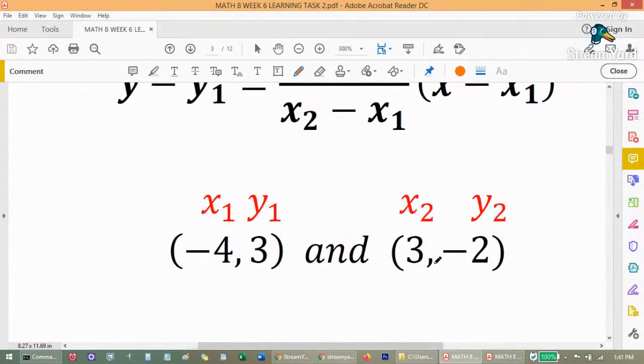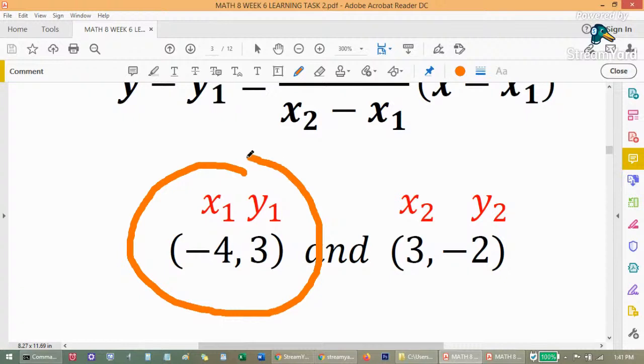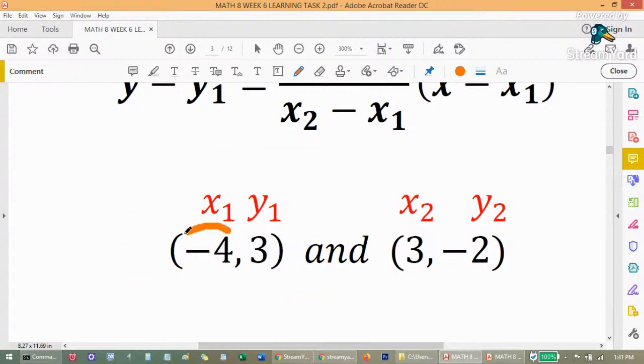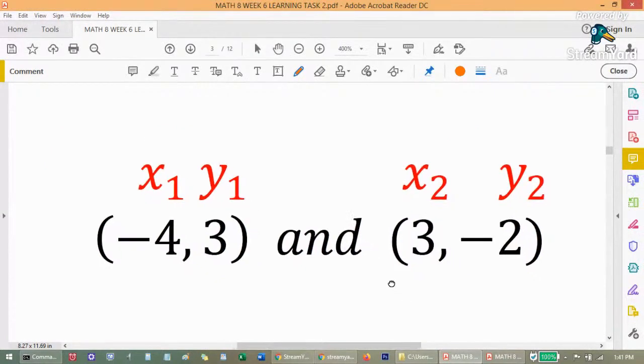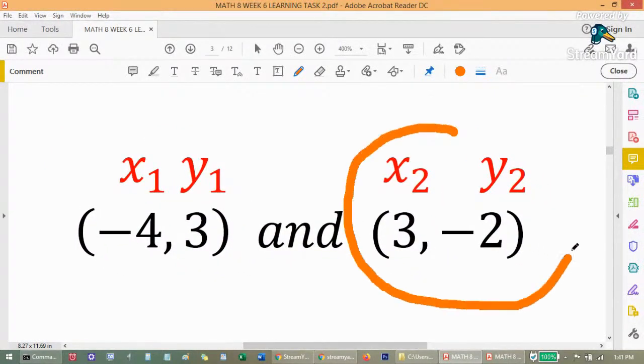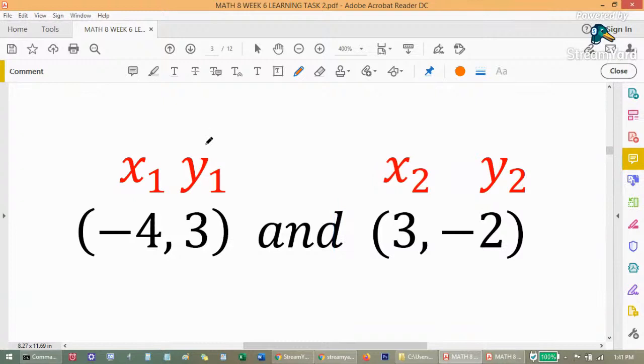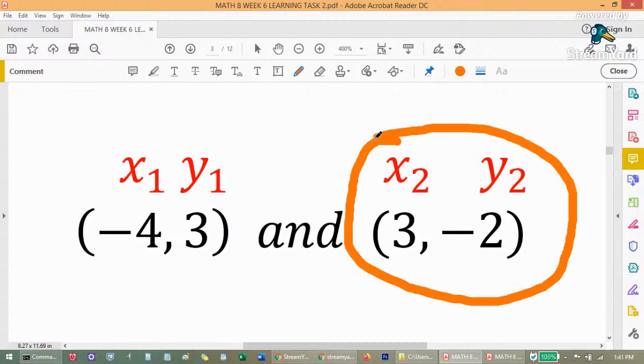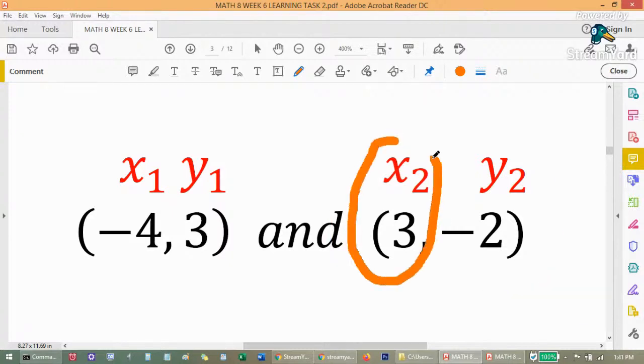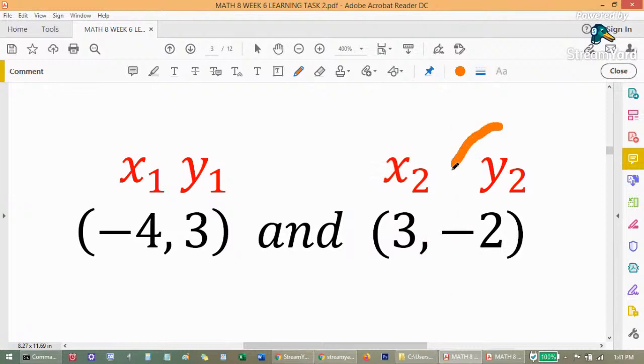So, again, I was saying that this is our first point. Ito yung magiging first x natin. Naman ang ating second point. Ito magiging first y natin. Ito sa second point natin, ito magiging first x natin. And itong magiging second y natin.